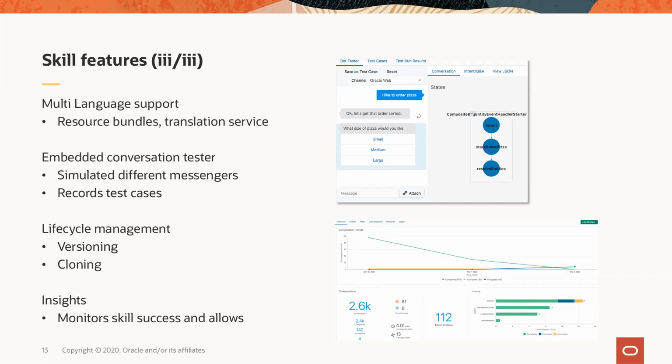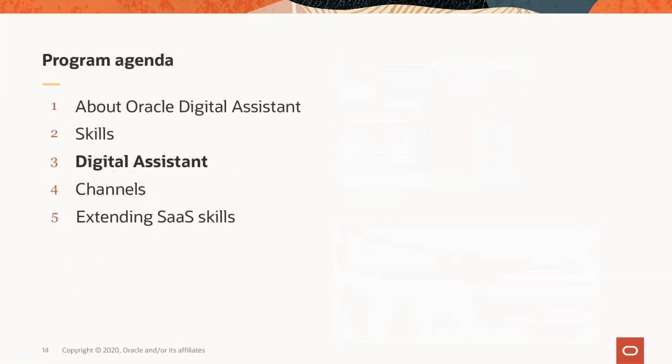We do our own versioning, where you can say, okay, this skill now should be version 1. You saw me providing a version ID. I can clone a skill. If someone built a skill that I want to use as a base template for my next development, I would clone it. And then we have insights, and I will show you that, which gives me analytic information about how the bot is performing.